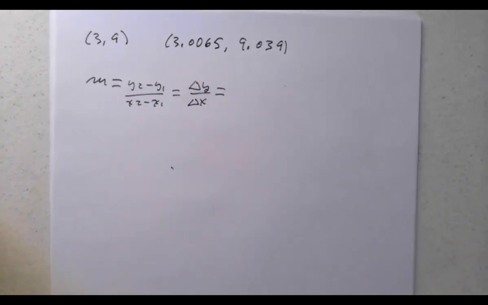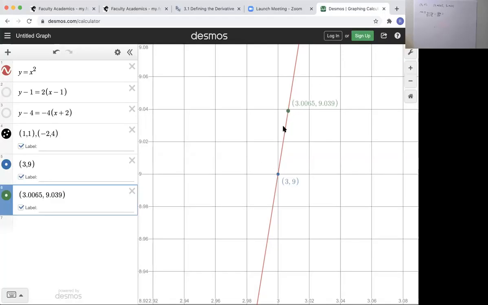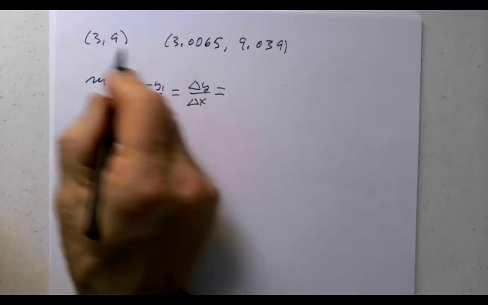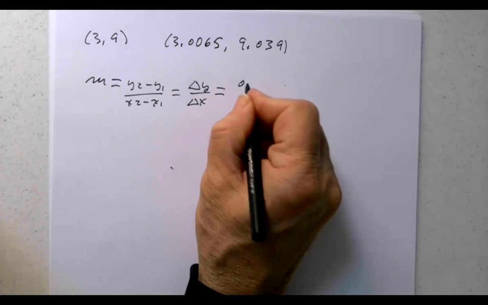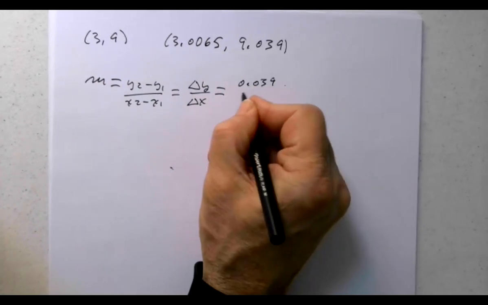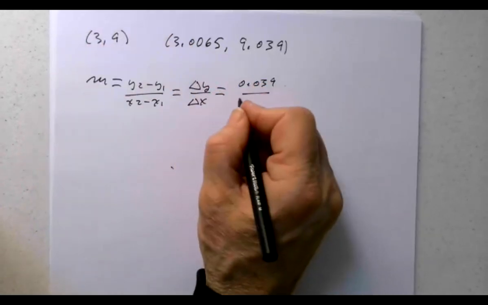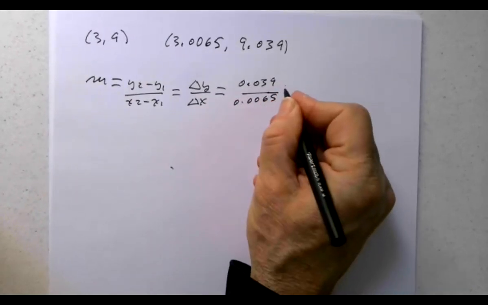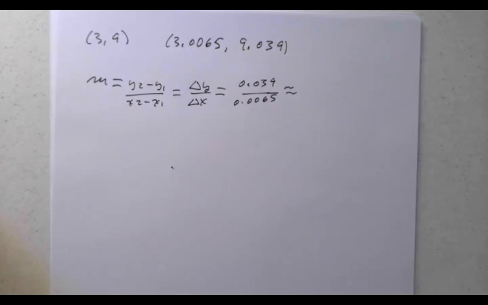Looking at our graph, from here to here, y goes up, from here to here, x goes up. So the change in y is positive, the change in x is positive, it's rising. The slope will be positive. Anyway, 9.039 minus 9 is 0.039. 3.0065 minus 3 is 0.0065. Remember, this is an approximation of our slope.